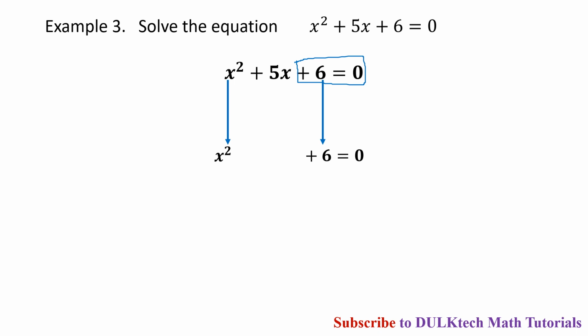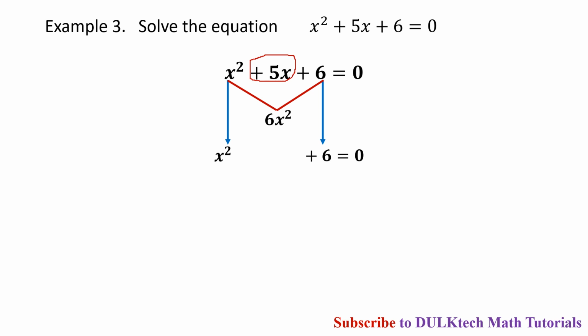Right, then the next thing is to express this 5x as a sum of two terms. We don't just put two terms there. We find them this way. We multiply the term in x squared by the constant. That's always the case: the term in x squared and the constant. So if we multiply these two, we get 6x squared, like this.